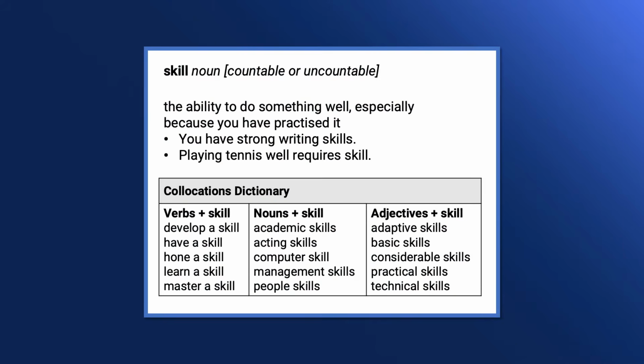For example, in many online dictionaries, when you look up a word like skill, not only do you get the definition, but there's often also a list of the most common collocations, usually organized by type, like this.